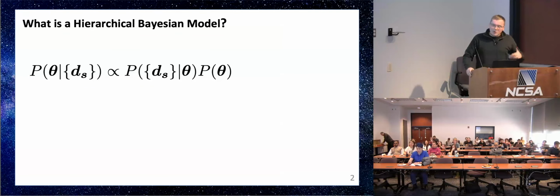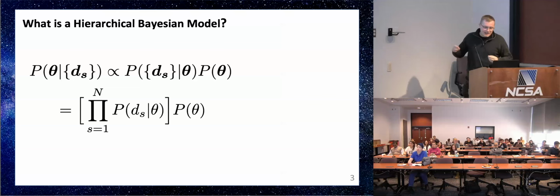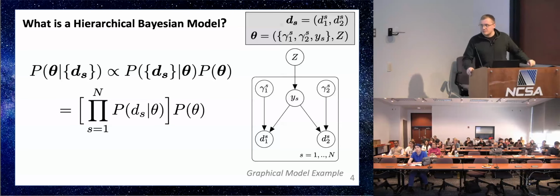So what do I mean by a hierarchical Bayesian model? Here you've got Bayes' rule, where you're saying your posterior, which is the probability of your parameter given your data set, is proportional to your likelihood times your prior. And when I say hierarchical, I'm just saying that the probability of your data set given the parameter is equal to the product of the likelihood of each data point. So that is the probability of each data point given the parameter. So you can do quite powerful things with this.